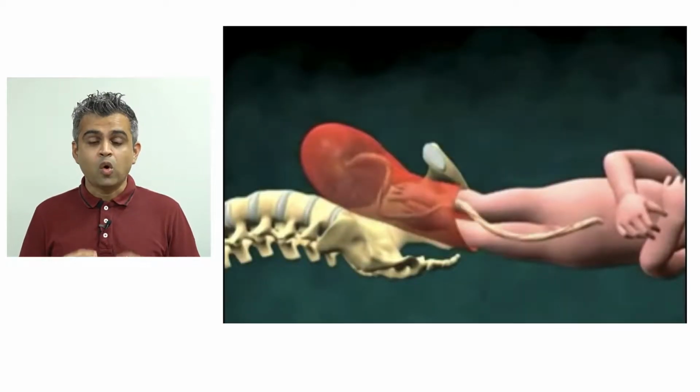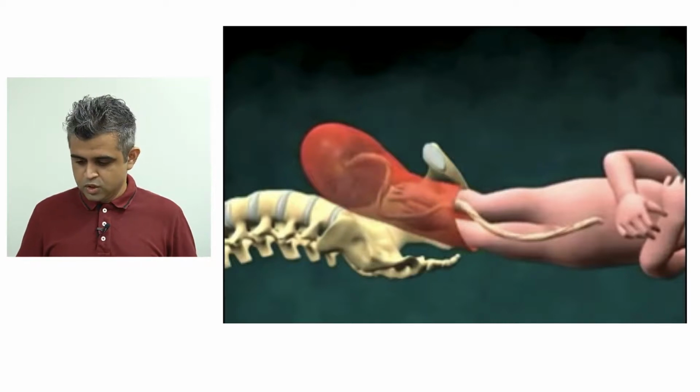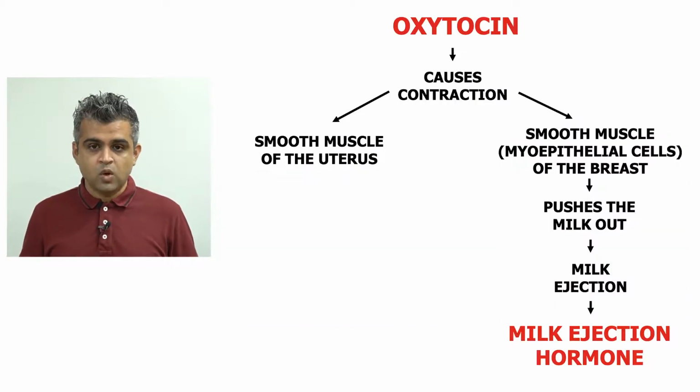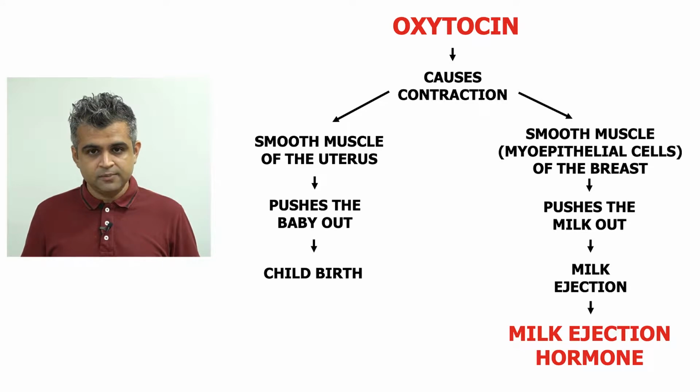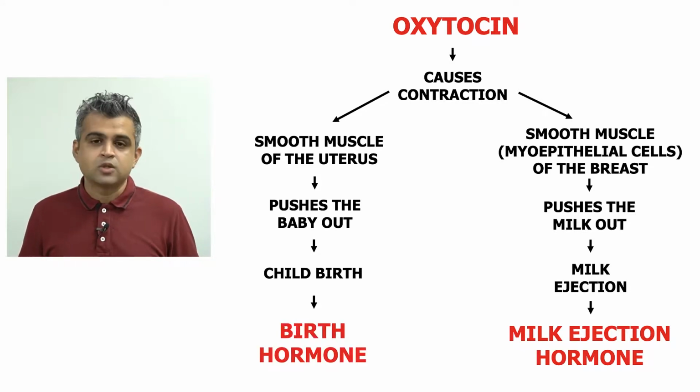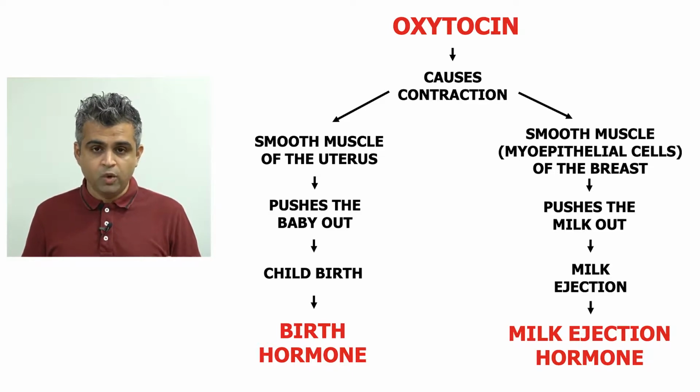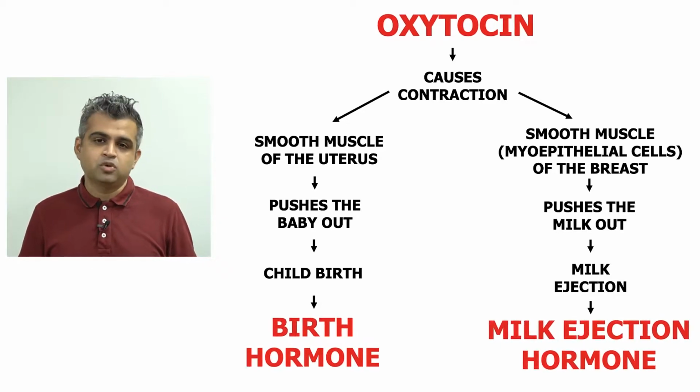So which is the hormone which is going to tell these uterine muscles to contract? Oxytocin. Oxytocin will cause the smooth muscles of the uterus to contract, which pushes the baby out, which will result in childbirth, and hence oxytocin can also be called the birth hormone. So natural oxytocin produced in the body has three names. You can call it oxytocin, milk ejection hormone, or the birth hormone.